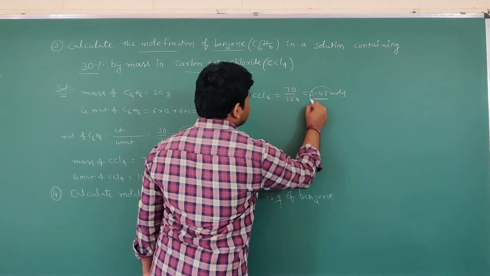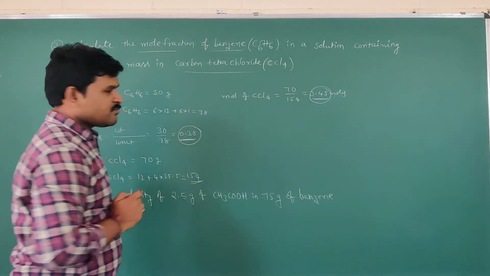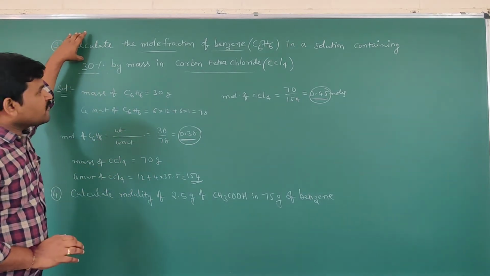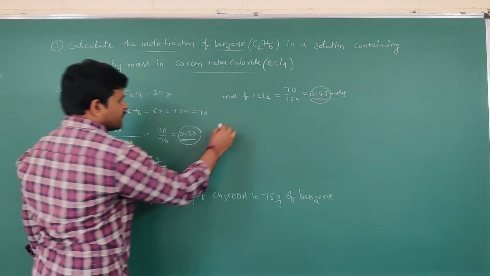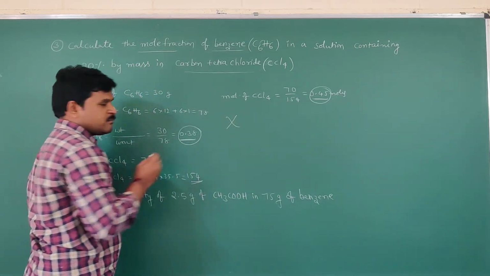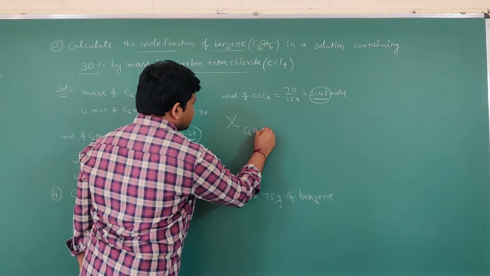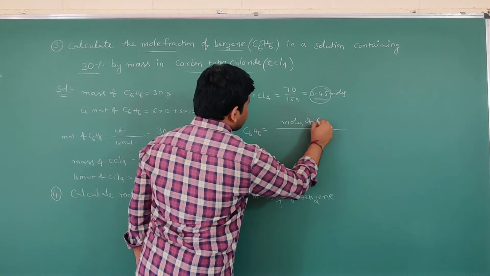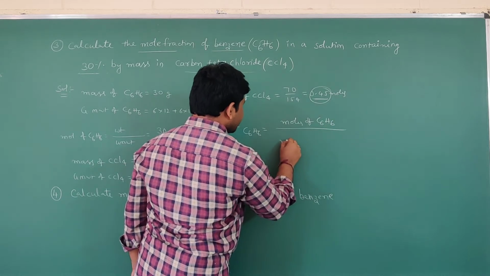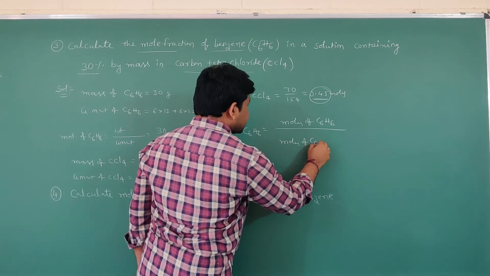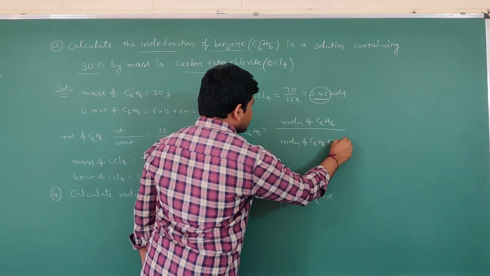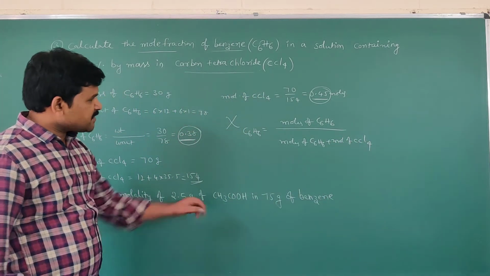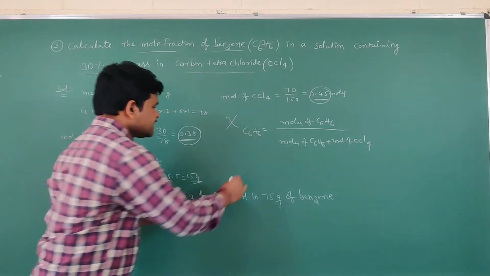Here, what is the moles of benzene? 0.38. Here, what is the moles of CCl4? 0.45. Now, in the question, what we have to calculate? Mole fraction of benzene. Mole fraction symbol is chi. Mole fraction of benzene is equal to the formula: moles of benzene divided by moles of benzene plus moles of CCl4.